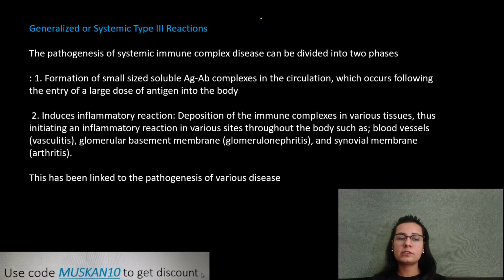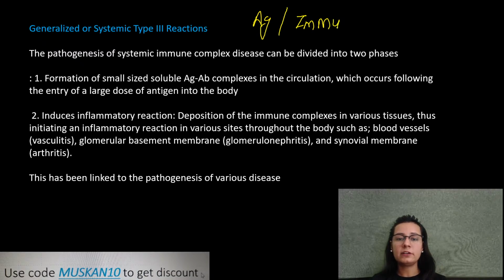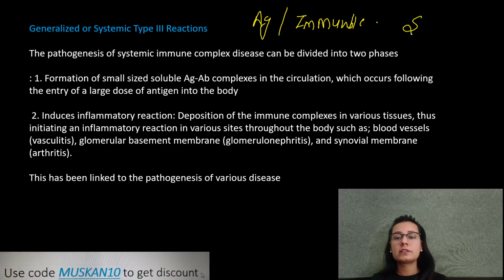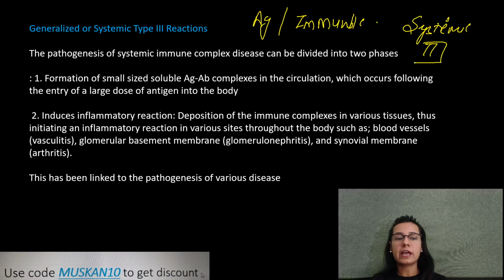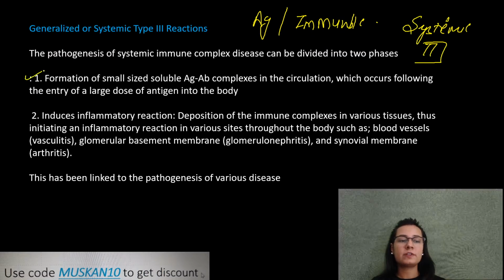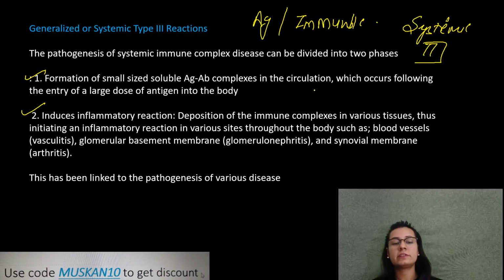Generalized formation, generalized in the systemic, we have seen that is the small sized antigen or the small immune complex. They will wander and they will cause the systemic type 3 reactions. Okay, and this will induce inflammatory reactions wherever they are deposited.